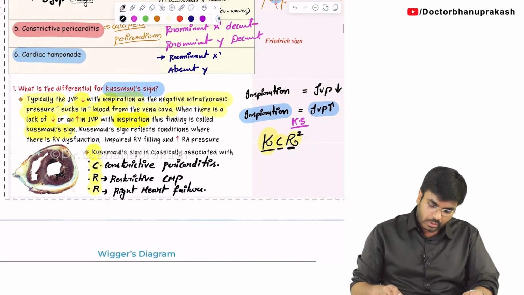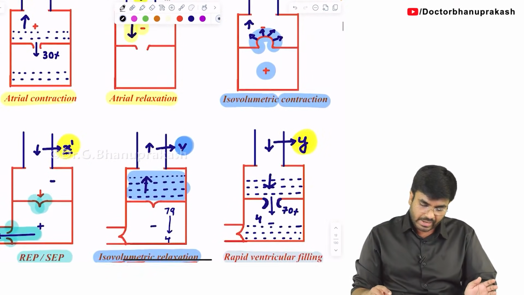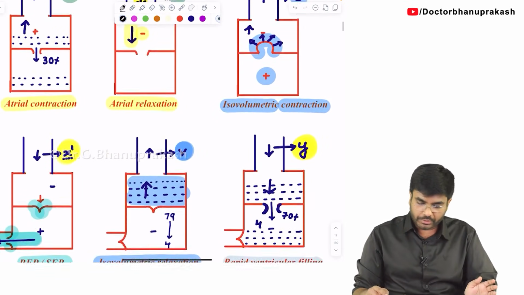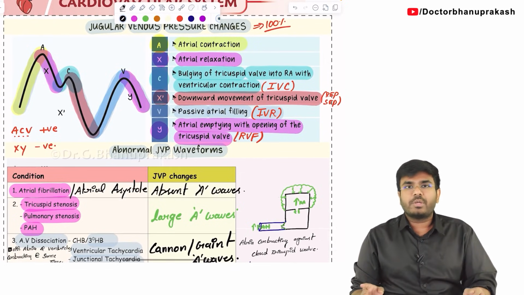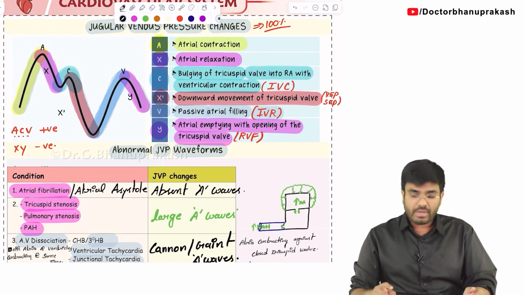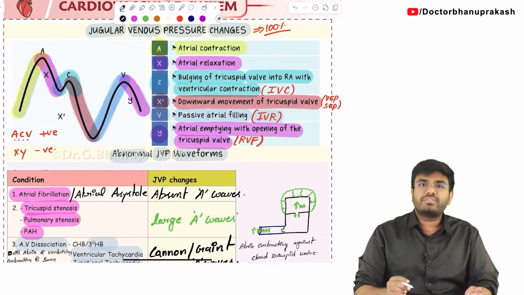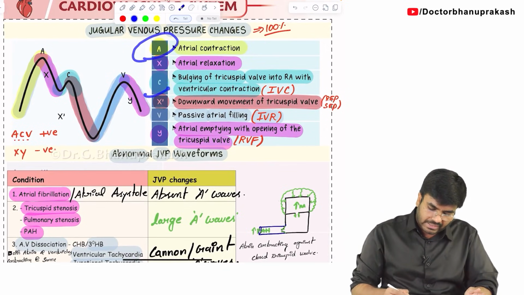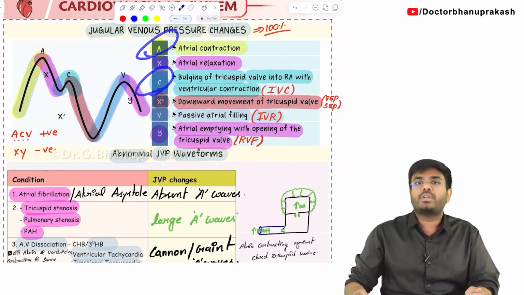So with this, we have completed all the important points about the jugular venous pressures. I have told you how the jugular venous pressures are going to change with the cardiac cycle. Okay, A wave is because of, C wave is because of, X wave is because of, Y wave is because of. Out of all this, for your FMG exam and NEET PG exam, the two important waves are A wave and C wave. A wave is due to atrial contraction, C wave is due to isovolumetric contraction leading to the bulging of the tricuspid valve into the right atrium. These two, A and C, are very, very important.